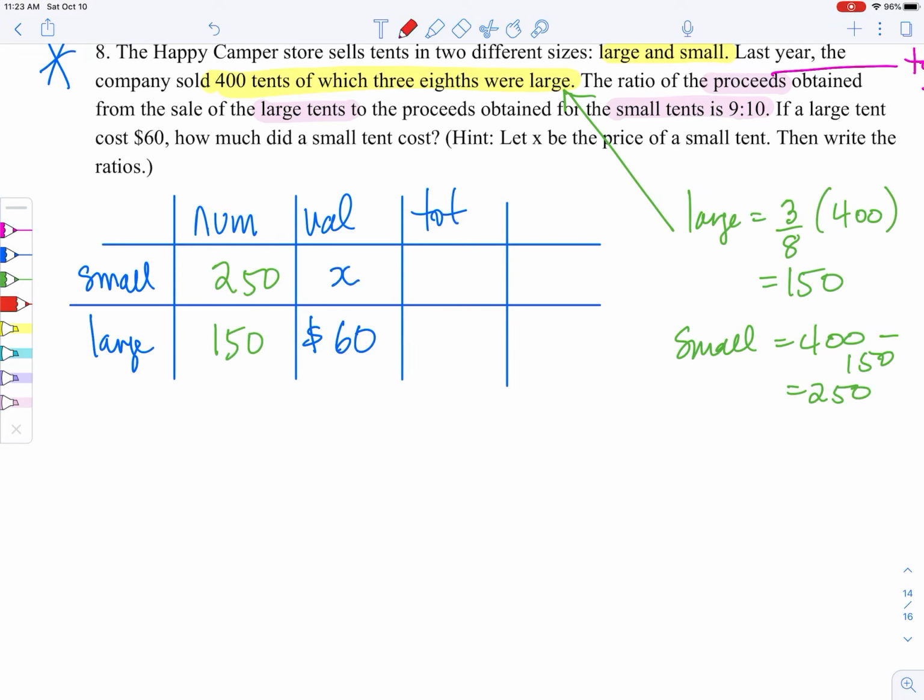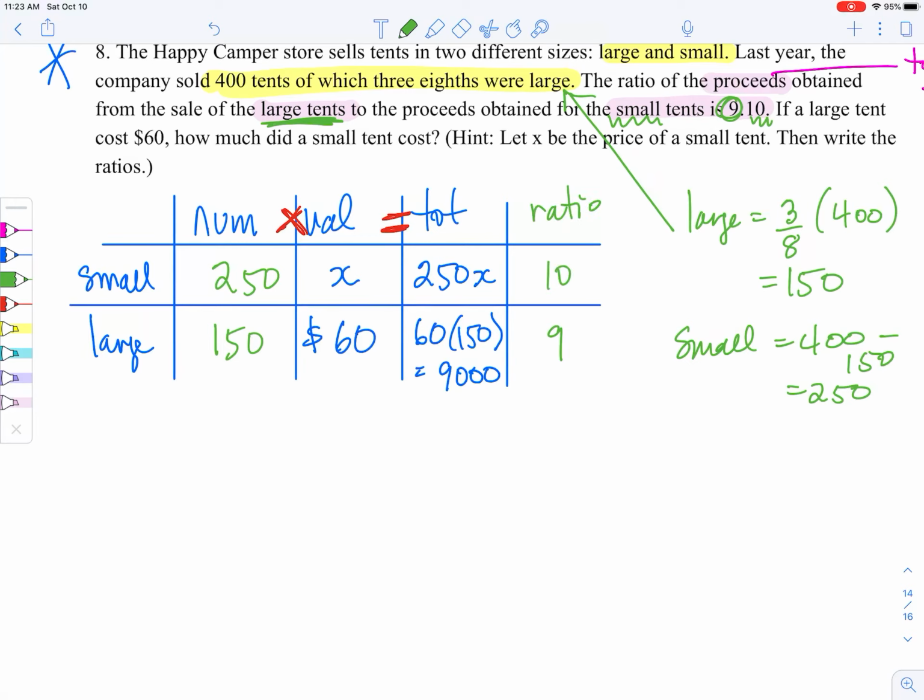So we have number times value equals total. That's going to give me 250x for the small, 60 times 150 for the large. And I'm actually going to calculate what 60 times 150 is now. That equals 9,000. And then it tells us something about those totals. It told us that the ratio of large to small, so large first. Large comes first, so large is the 9. It's going to be in the ratio of 9, and then small came second. So this is what their ratio is.